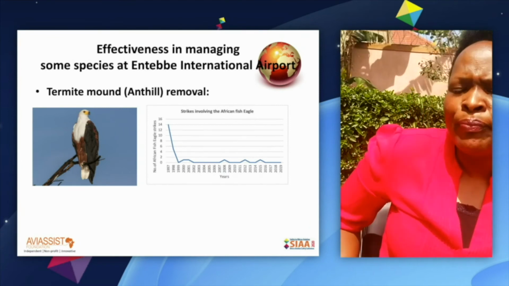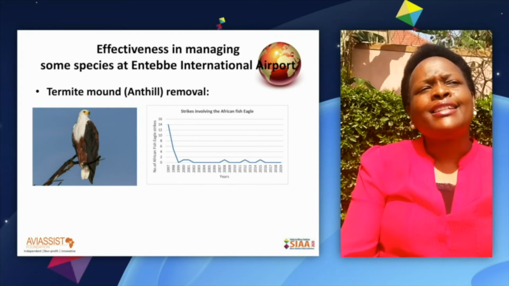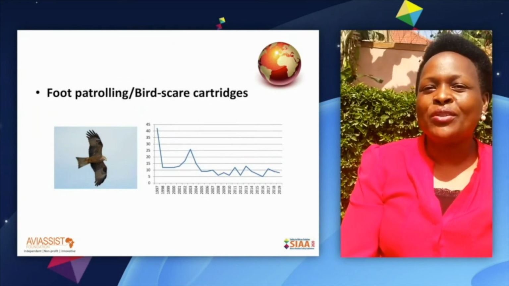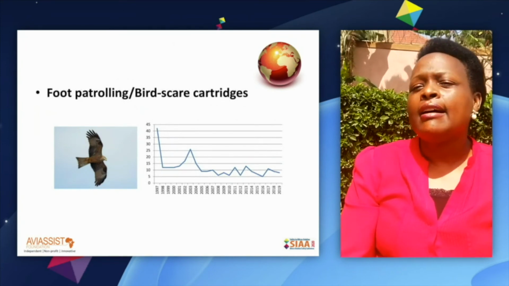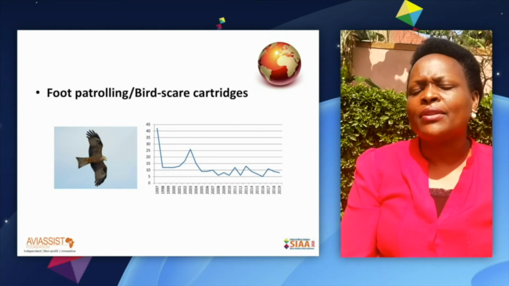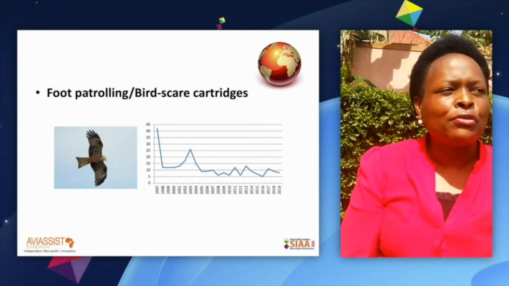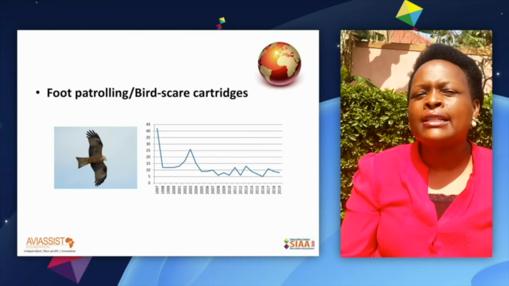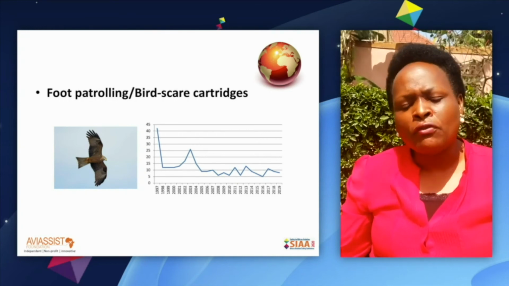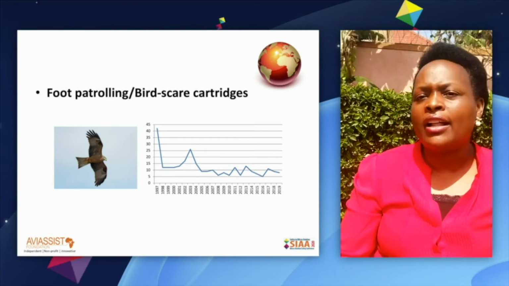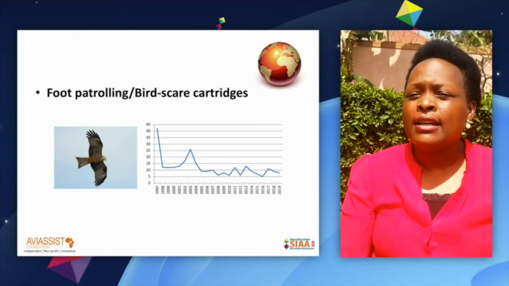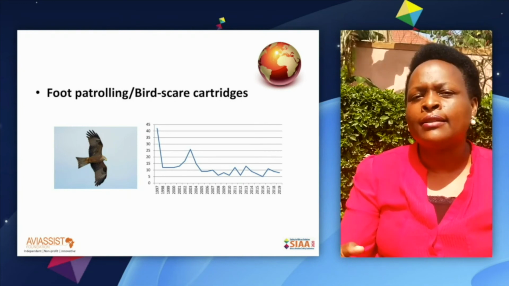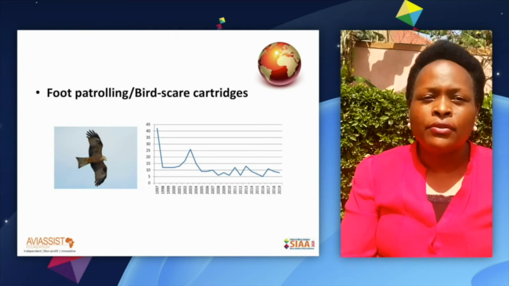The last species I want to talk about is the black kite. The black kite is a difficult species to control. Many airports will tell you it's very stubborn. However, we have marked some success with it, and the method we have used for this particular species is foot patrolling. We have foot patrollers that walk along the grass strips, and so they are able to discourage birds from perching or staying around those areas.